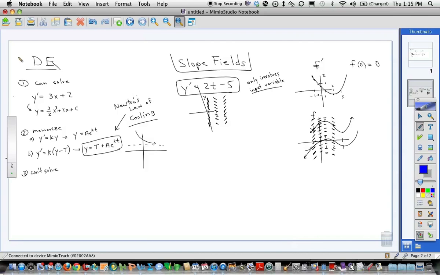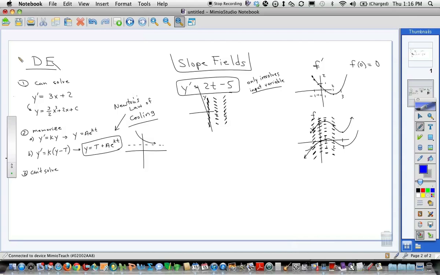Okay, we're just about done here. Then I'm going to give you some work time on this. Okay? This only involves the input variable. Now, why is that important? Because we know some differential equations have the input variable, some have the output variable, some have both, right?